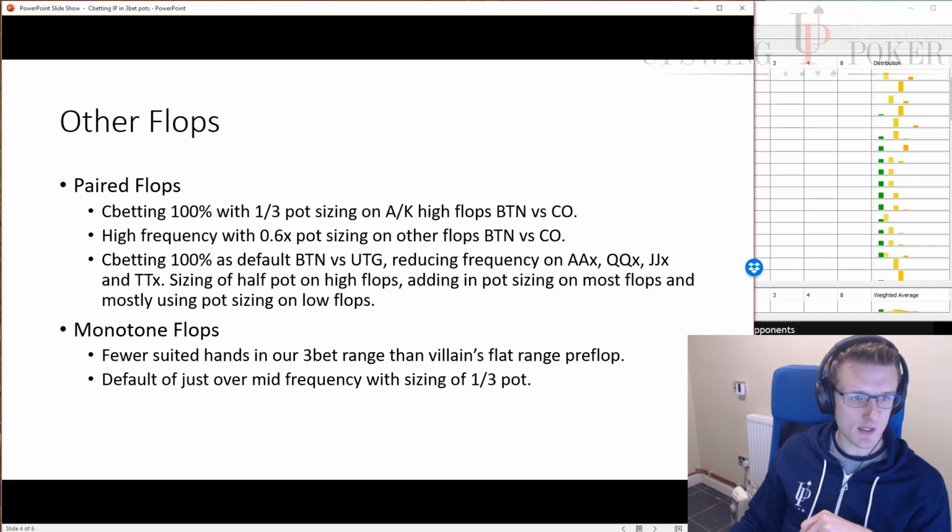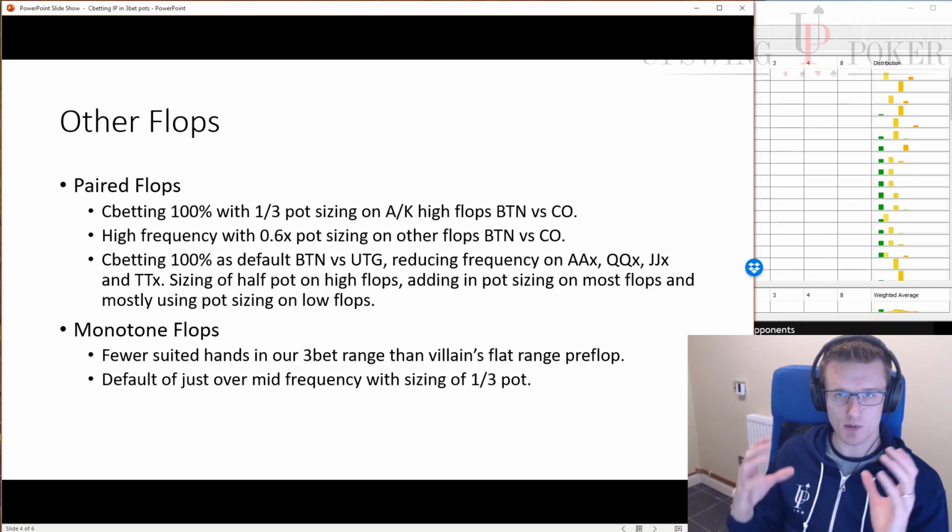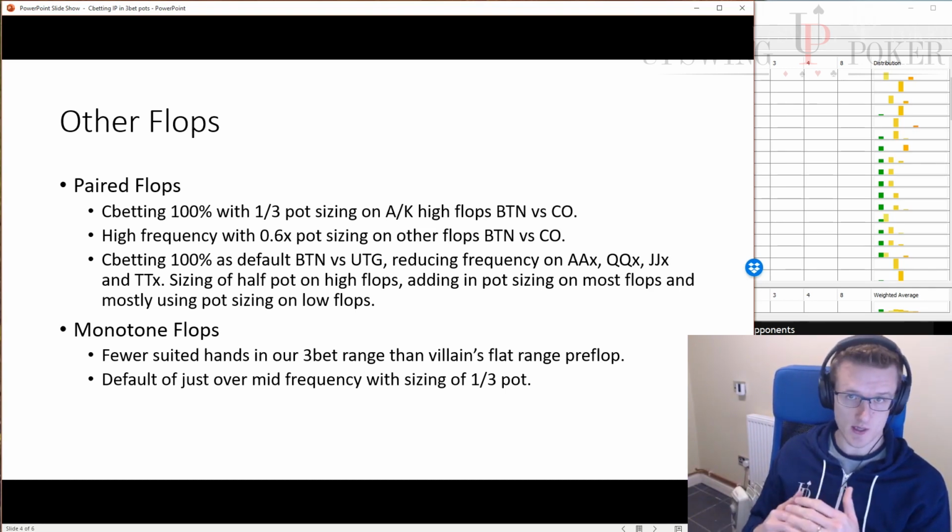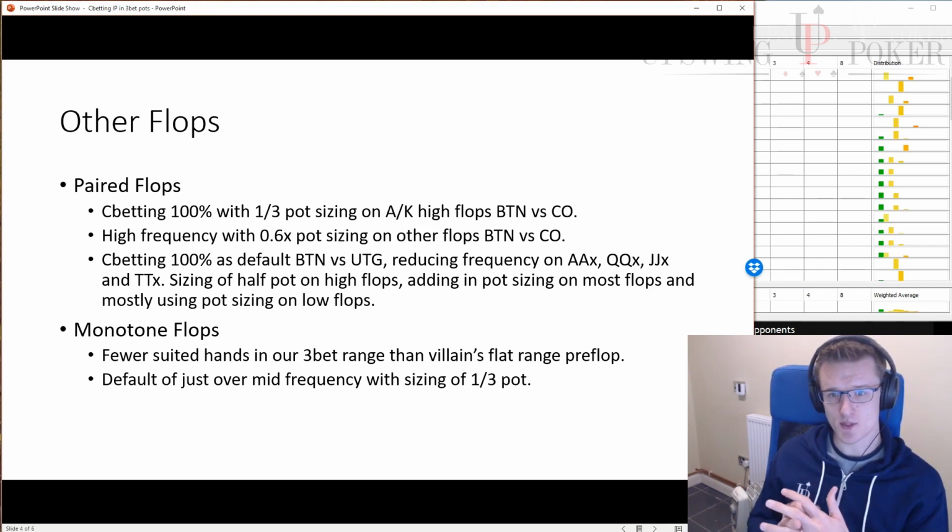So our sizing is bigger than everywhere else because of the importance of the pocket pairs in the ranges. Like, more of the ranges are made up of these pocket pairs, and we've got these high pocket pairs which are pretty strong. So sizing's bigger here, button versus under the gun, than it is elsewhere, on these paired boards specifically. And we want to go for sort of a half pot sizing on higher boards, and adding in a pot sizing as the board gets lower.